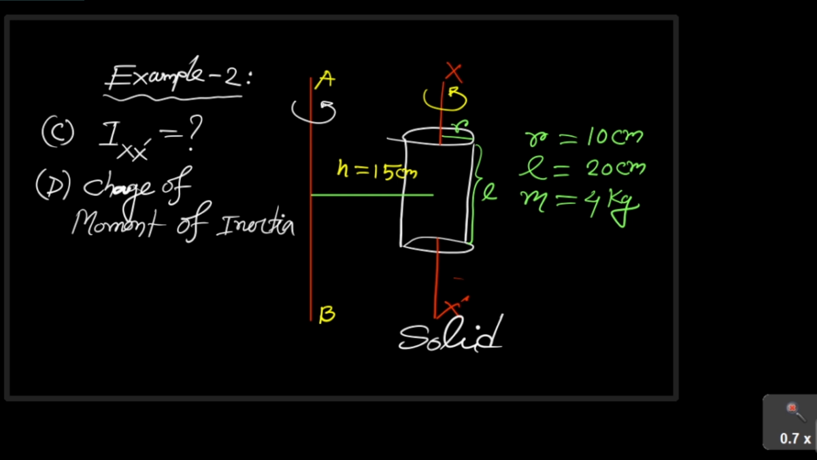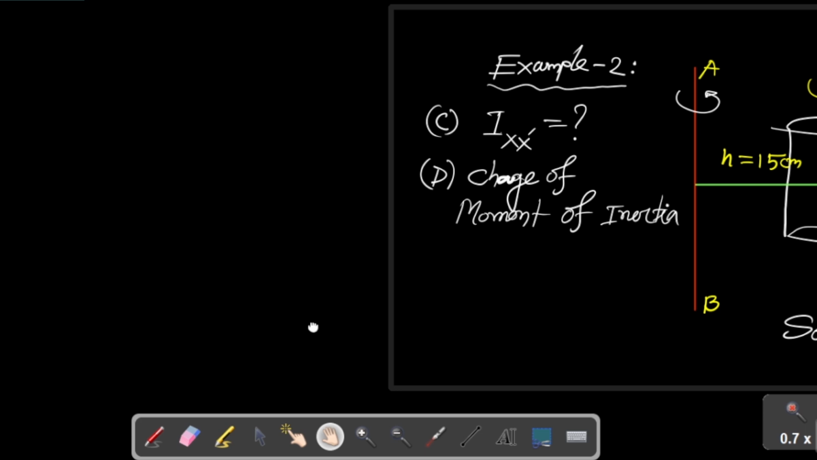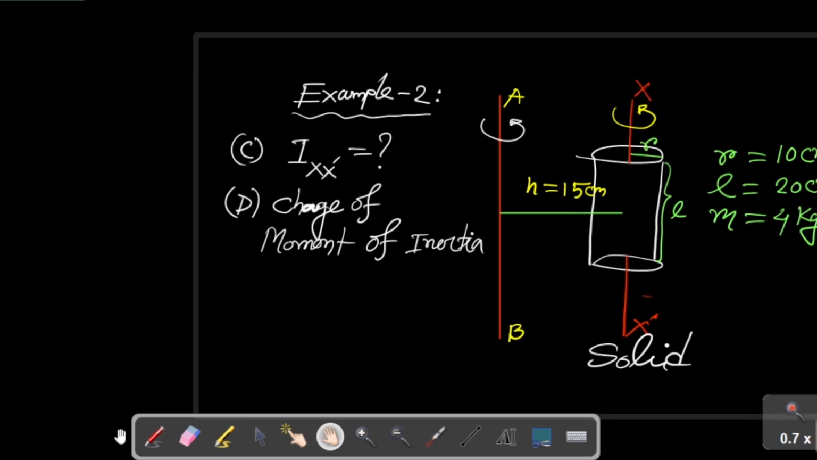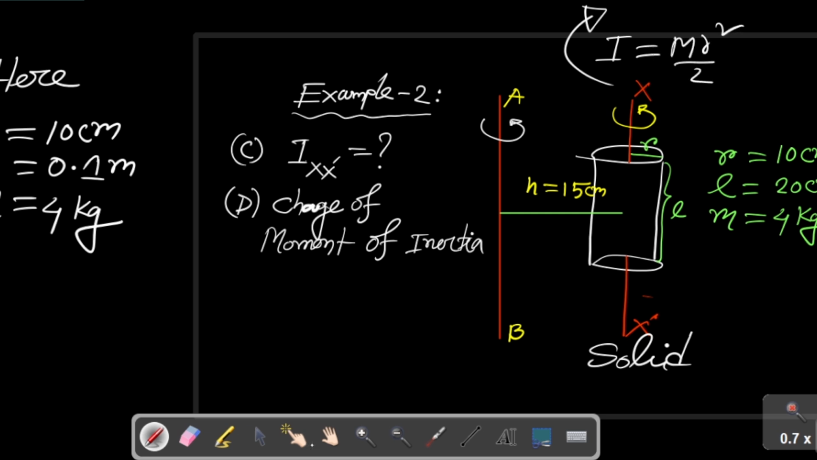Let us solve these problems first. At first we write in the problem what values are given here. So we can write the value of r is equal to 10 centimeter. So we convert 10 centimeter into meter, 0.1 meter, and mass is 4 kg. Okay, this is enough information for solving this one. Dear students, we know this is the own axis. Because of this axis, the moment of inertia will be I is equal to mr square divided by 2. This is very simple.